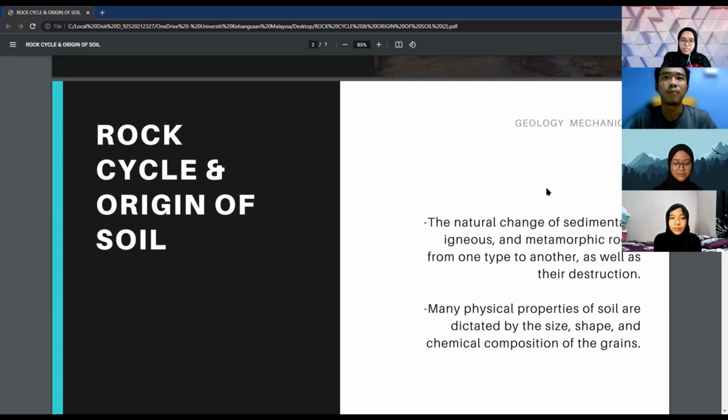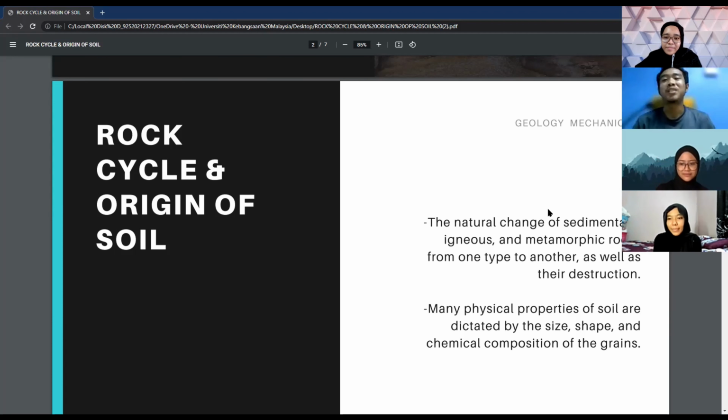But before go through the rock cycle, my name is Mohamad Nazri bin Mohamad Zaini, and the magnetic number is A1X0401. Okay, what is the rock cycle and origin of soil? But I will do the part of rock cycle because Khalida present about origin of soil. Now we go to rock cycle.